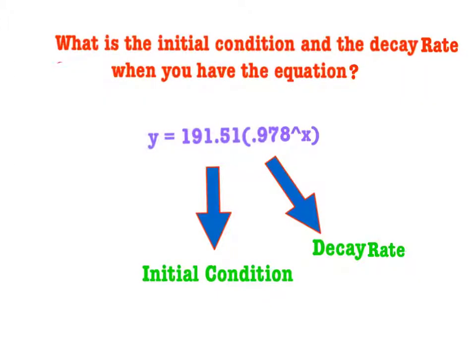What is the initial condition and the decay rate when you have the equation? This is the initial condition, 191.51, and this is the decay rate, 0.978.